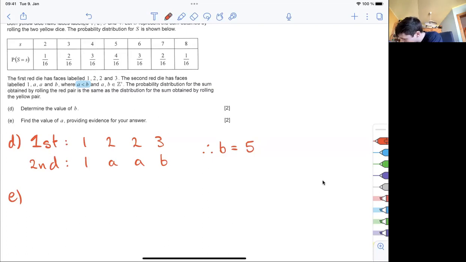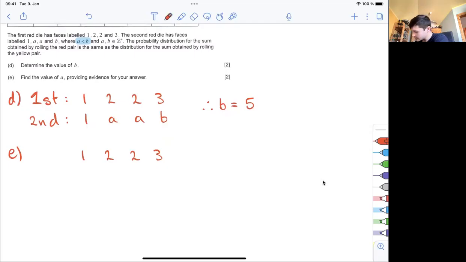In fact, I can just copy this and bring this down: 1, 2, 2, and 3. Then in the columns, I suppose, we'll put the second dice: 1, A, and B. In fact, we know what B is. B is 5, so let's lob that in, 5.